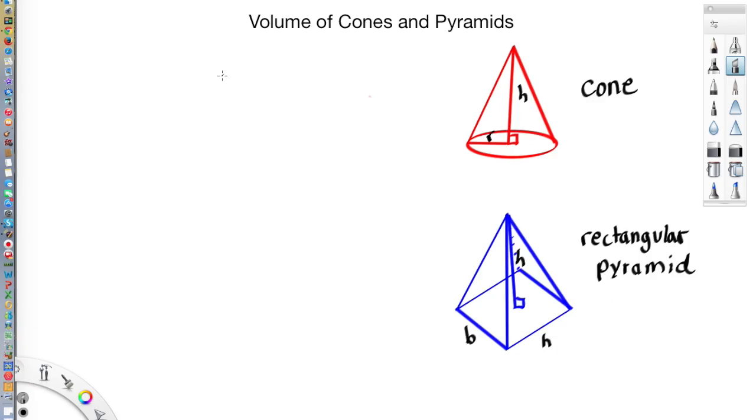This evening we will continue Unit 8, Volume, and we'll be focusing on the volume of cones and pyramids. Let's take a look at a couple sample problems, work on them together, shall we? Okay, boys and girls, volume of cones and pyramids.